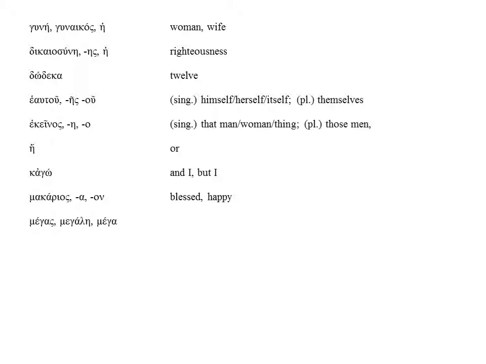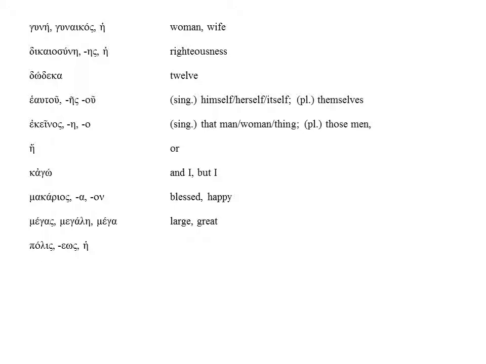Megas, megale, mega. This is a standard 2-1-2 declension after the nominative. The three forms are given to you because they're different in the nominative singular. After that, we get a standard ending, and they're different stems. So the stem here is meg, and then megal, and meg again. So we get large or great.